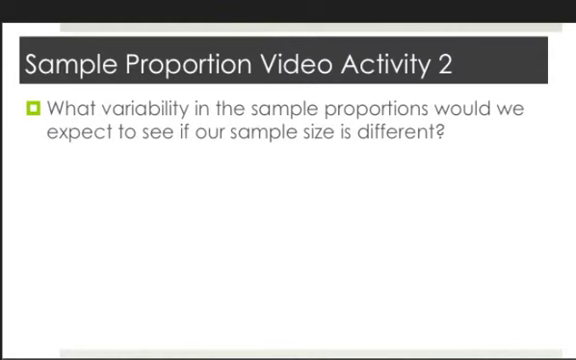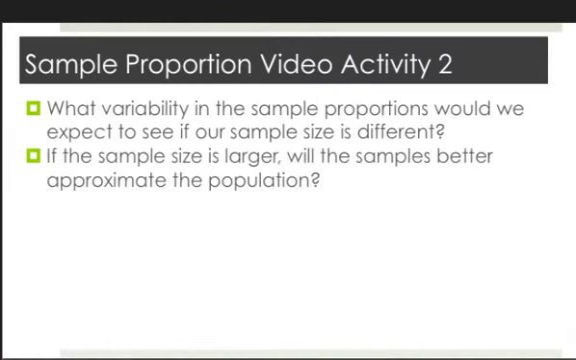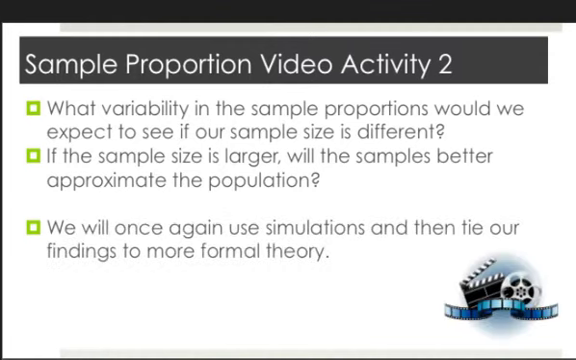Now, the next question we can look at is, what variability in the sample proportions would we expect to see if the sample size is different? In particular, if the sample size was larger, let's say it moved from n equals 25 to a larger number, will the samples better approximate the population? Once again, we're going to use simulations in the movie that you're going to look at, and then tie our findings to some more formal theory.